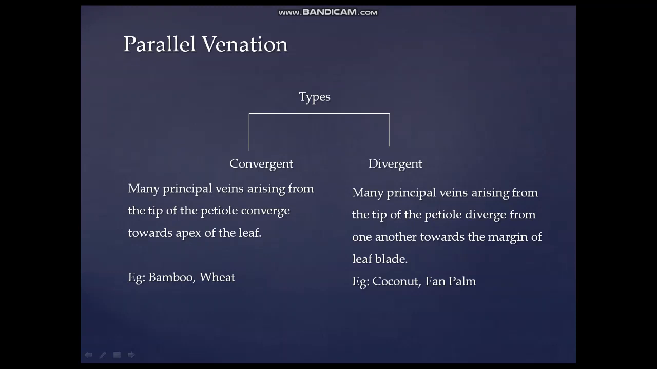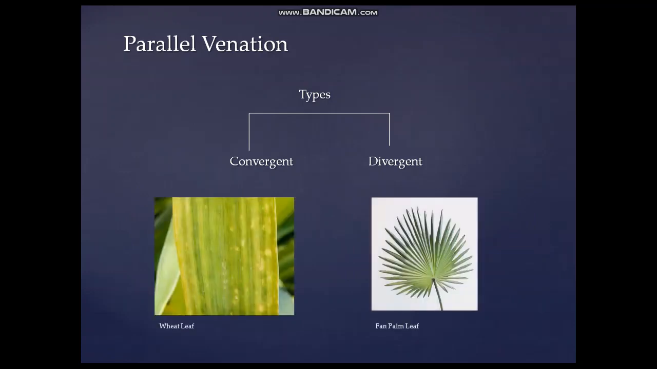Again, parallel venation is similar to that of reticulate. It's of two types, convergent and divergent. In convergent, many principal veins arising from the tip of the petiole converge towards the apex of the leaf. Example, wheat and bamboo. Whereas in divergent, many principal veins arising from the tip of the petiole diverge from one another towards the margin of the leaflet. Example is coconut and fan palm leaf.